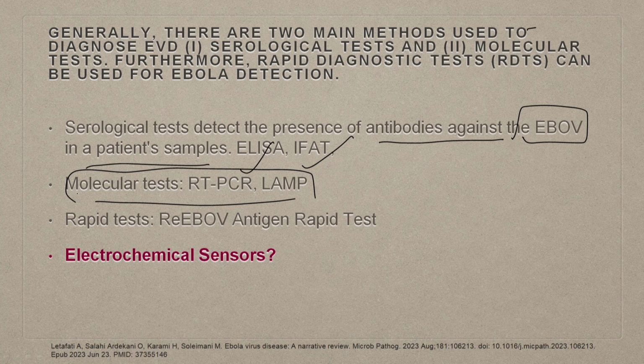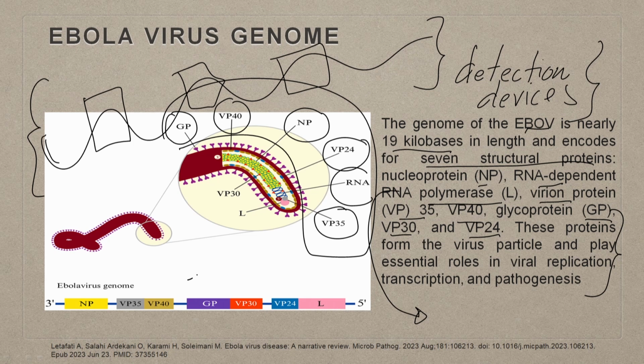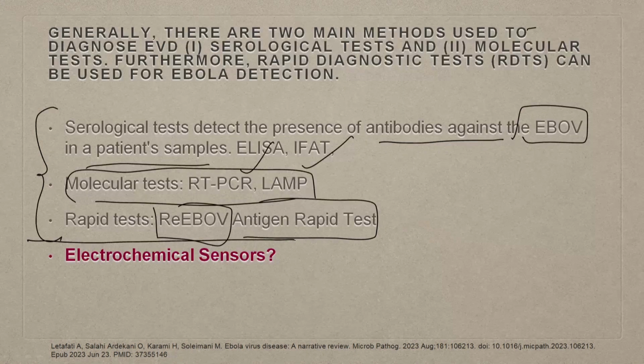There is a rapid test called RE-EBOV, an antigen rapid test. So, these are mostly tests which rely on this structure. All the serological testing which is being done purely relies on the structure of the nucleic material. In this case, it is RNA and the proteins encoded by that RNA. So, that is the key for all the serological test materials which are being developed.